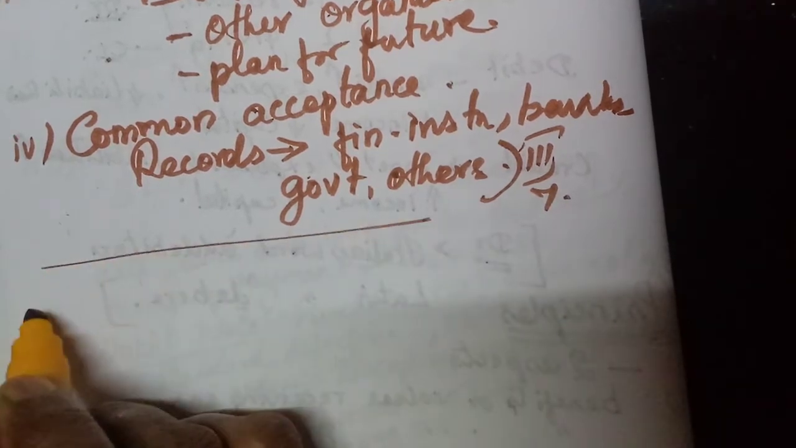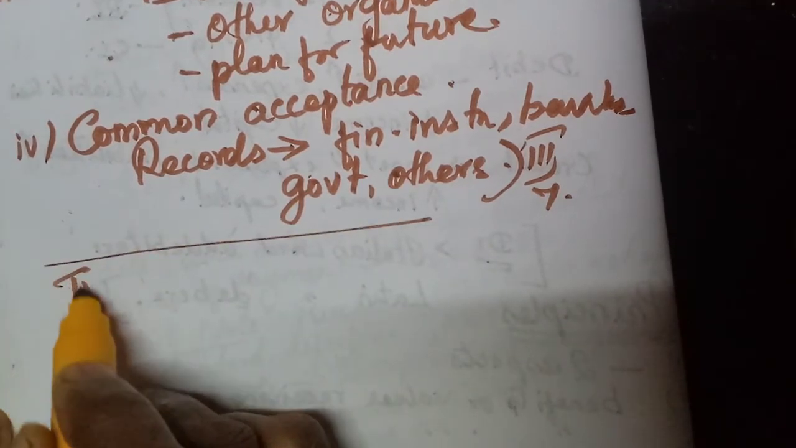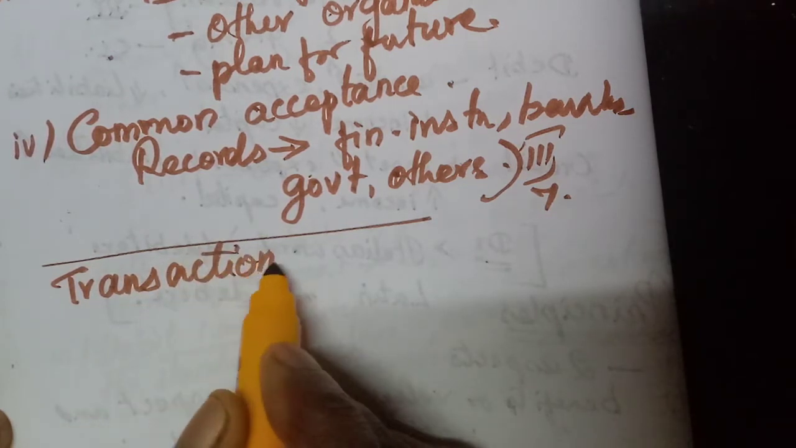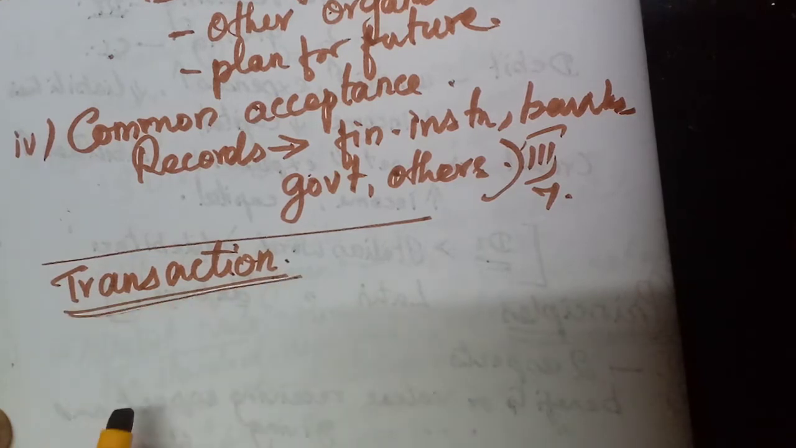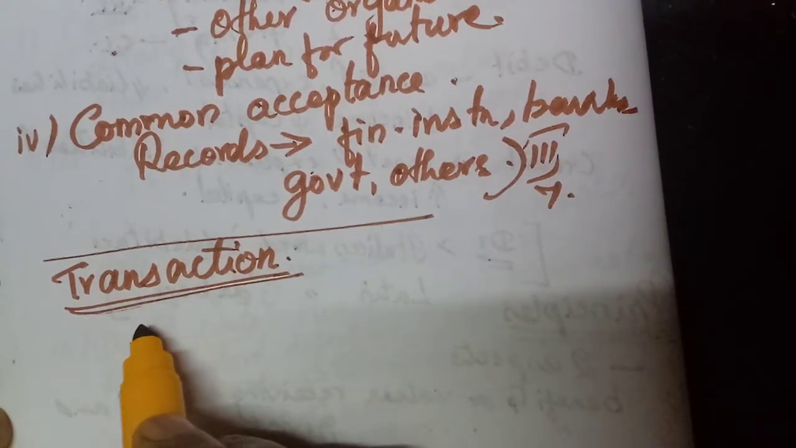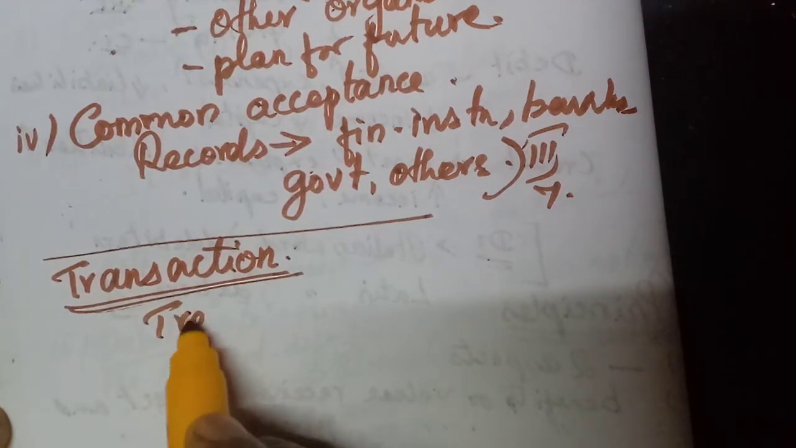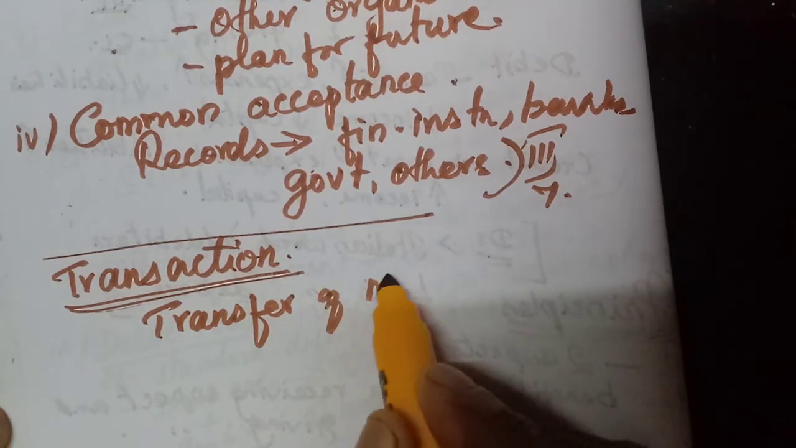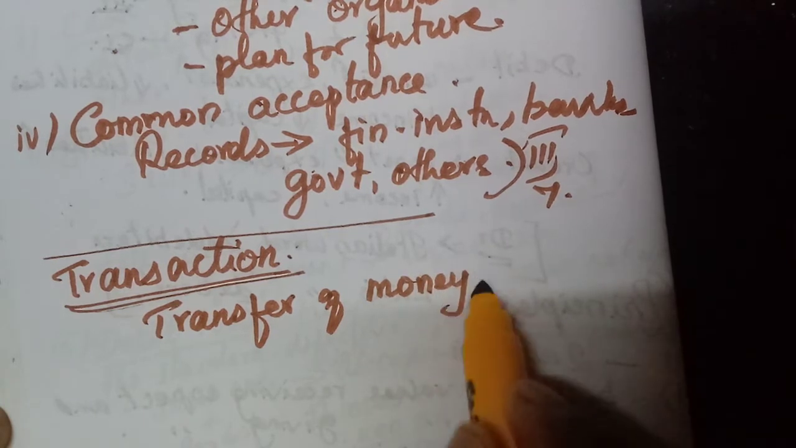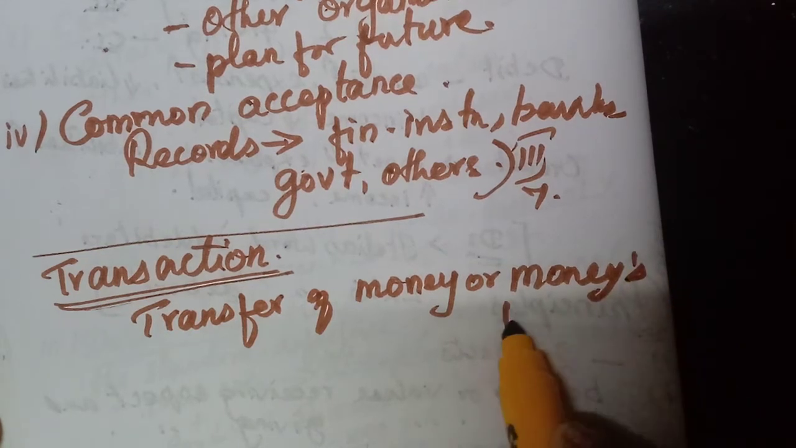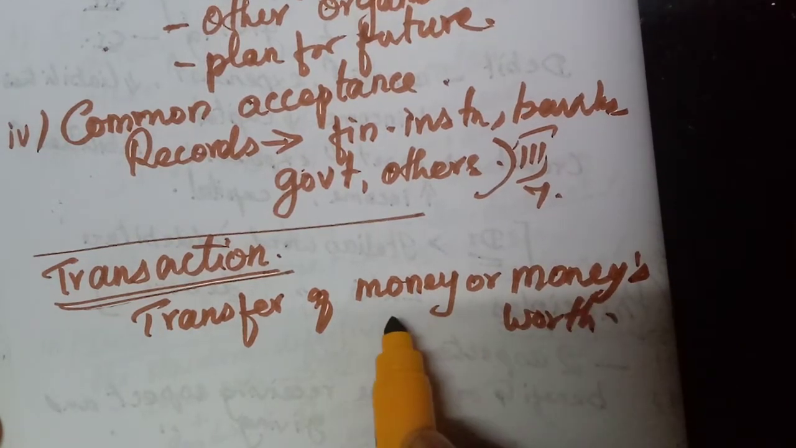Now the next heading, we will learn what is a transaction. Step by step we are going to learn. We know already what is a transaction. Transaction means the transfer of money. We do the transfer of money or money's worth. One activity I told you, isn't it? Either we transfer money or money's worth.